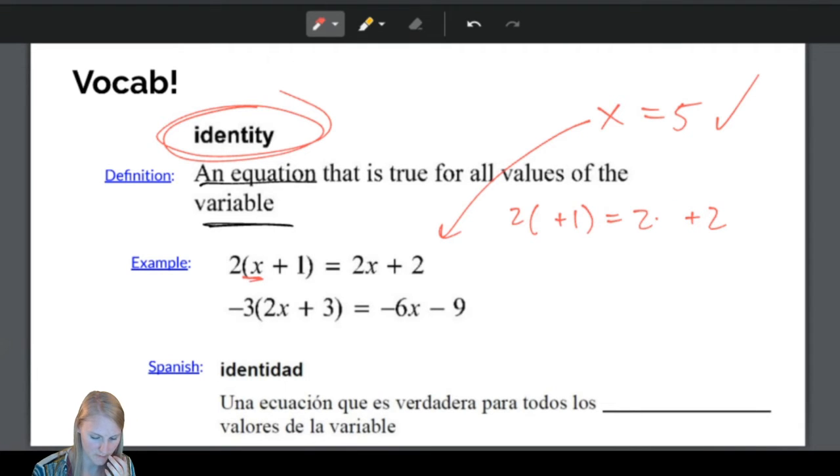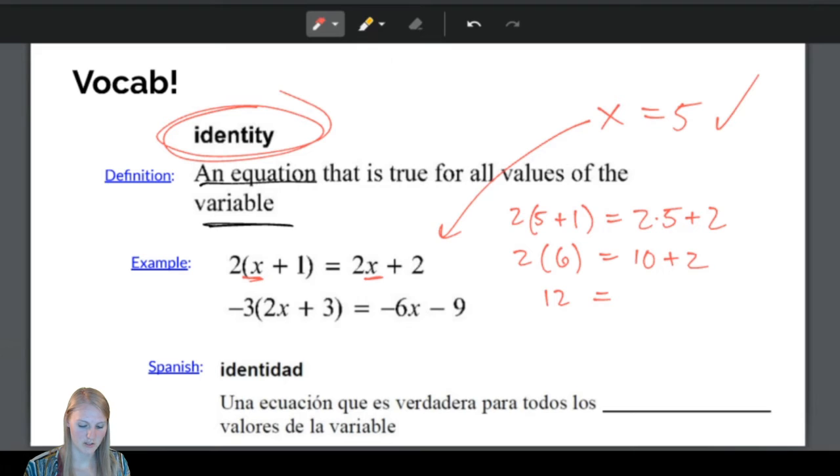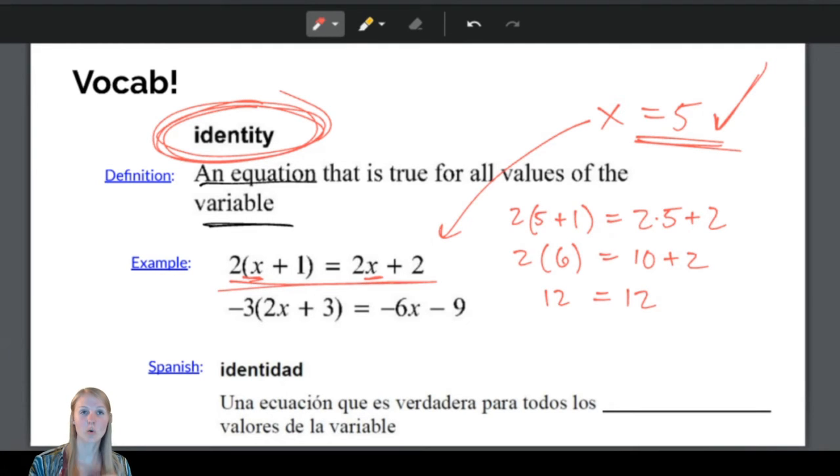So now I have 2 times 5 plus 1 equals 2 times 5 plus 2. So now I have 2 times 6 equals 10 plus 2. 2 times 6 is 12, and 10 plus 2 is 12. What? Oh my goodness, so x equals 5 is also true. Yes, this is what an identity is. It means that no matter what x is, this equation will be true. X can be anything. It can be 500, it can be 5 million, it can be 2 million, it can be whatever you want it to be.